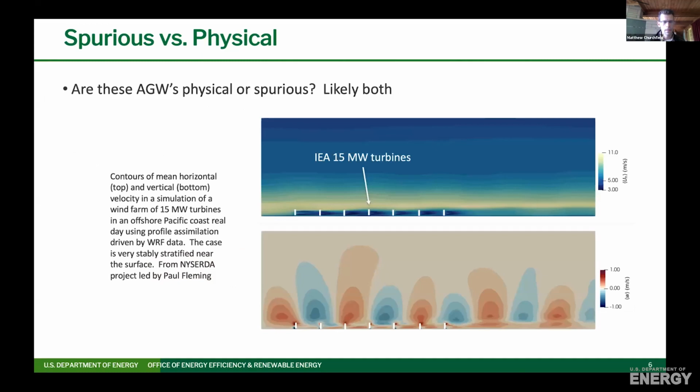Here's another example. Are these physical or spurious? We're not sure in this case. This was from work on a NYSERDA project where we were simulating a wind farm of 15 megawatt turbines. Here's a couple of vertical slices through one row of the wind farm. It was very stably stratified in a layer down near the turbines. And the turbines created gravity waves just in a very thin layer above the wind farm. Now, we didn't do a lot of special treatment for gravity waves here. So they likely bounce off the boundaries and are not quite how they should be in nature. But it gets you thinking, does this actually happen in real wind farms under the right situations?